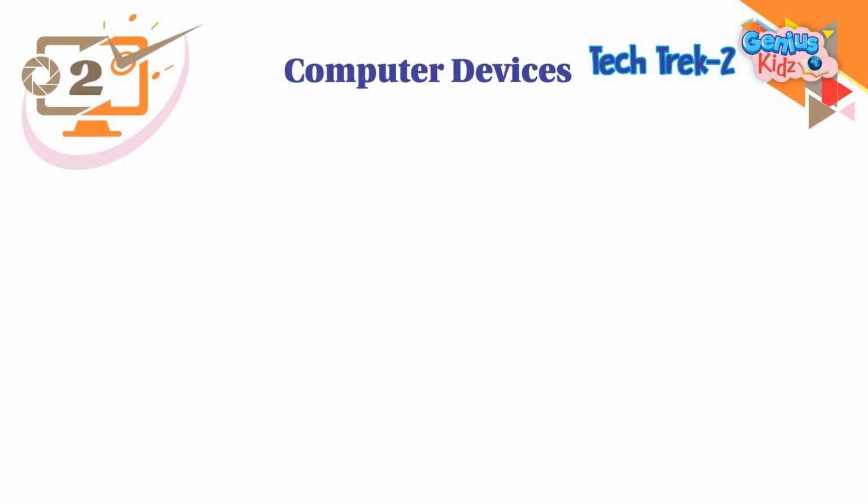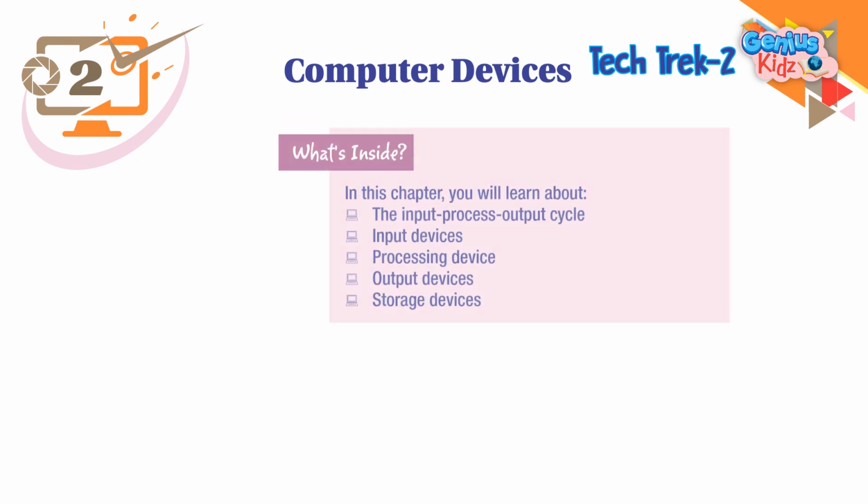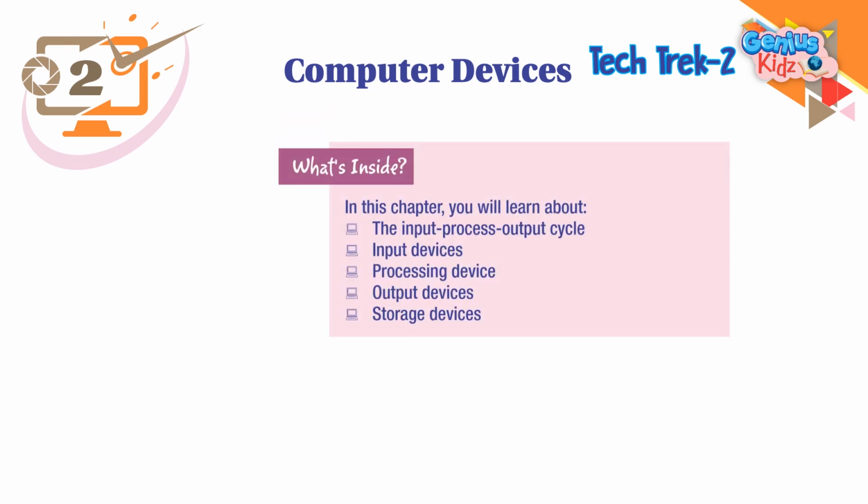Chapter 2: Computer Devices. What's inside? In this chapter, you will learn about the input process output cycle, input devices, processing device, output devices, storage devices.